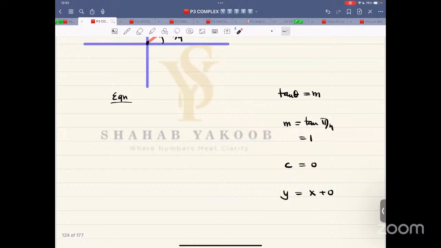And if I want a Cartesian equation, I can use this knowledge from P1. Tangent of theta is gradient. m is tangent of pi by 4, which is 1. Y-intercept is 0. y is equal to x plus 0.